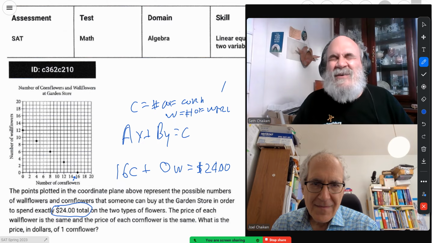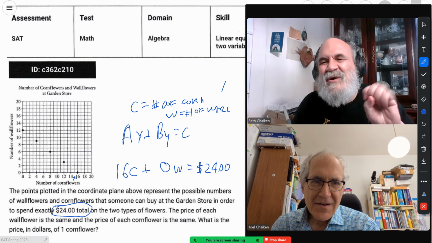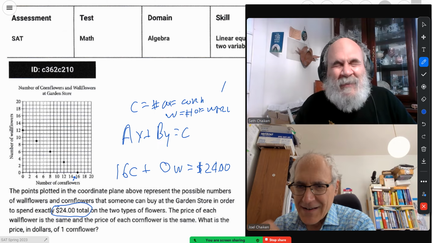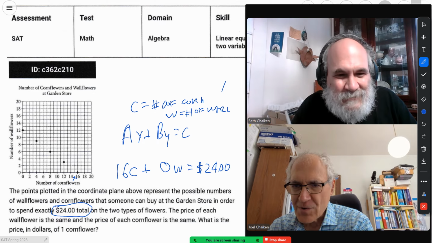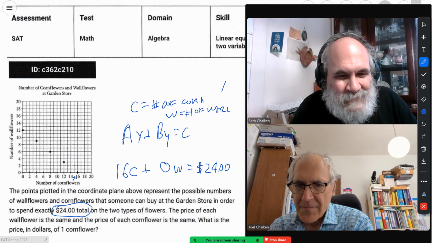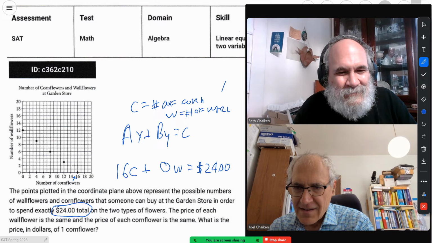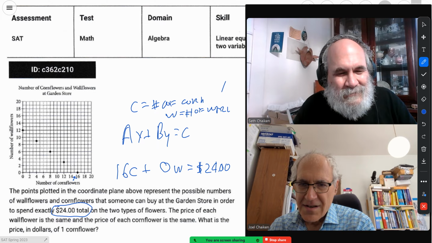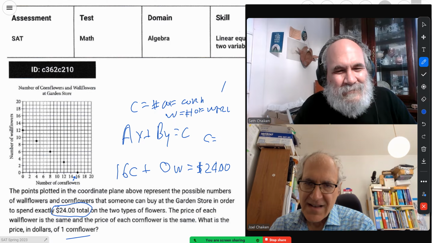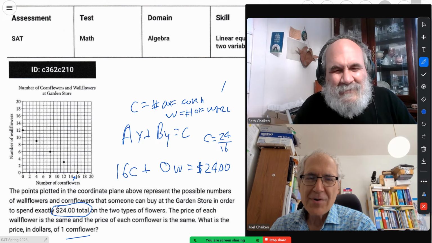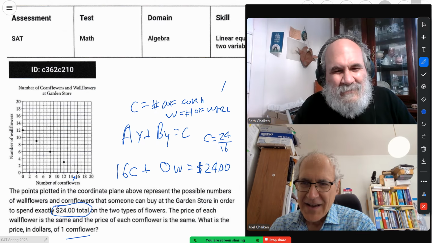You had a very good idea for solving it, but please be a little more careful of what you're doing. Oh no, am I making a mistake? When you have 0 wallflowers, you can buy 16 cornflowers, and the total is $24. So C is equal to 24 divided by 16. That's what I think it is. You just solve for C, 24 divided by 16. Seth, this is considered a hard problem, so obviously I'm missing something. Am I going to feel like a fool?